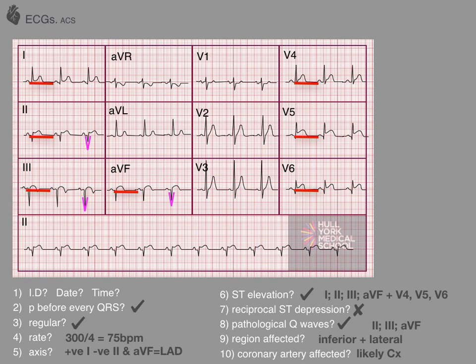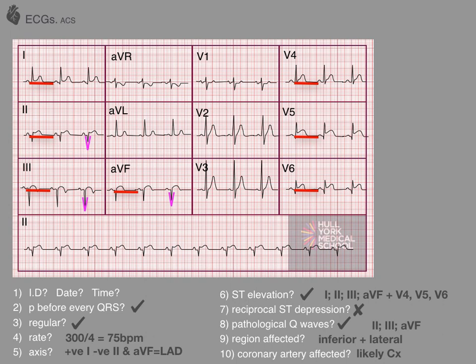Again, start by checking your patient ID, date, time and the clinical context of the ECG. Moving on to P waves, there's a P wave present consistently before every QRS complex and it's a nice regular rhythm. So we can consider this to be a sinus rhythm ECG. Looking at the rate, as it's regular, again we can use the 300 rule.